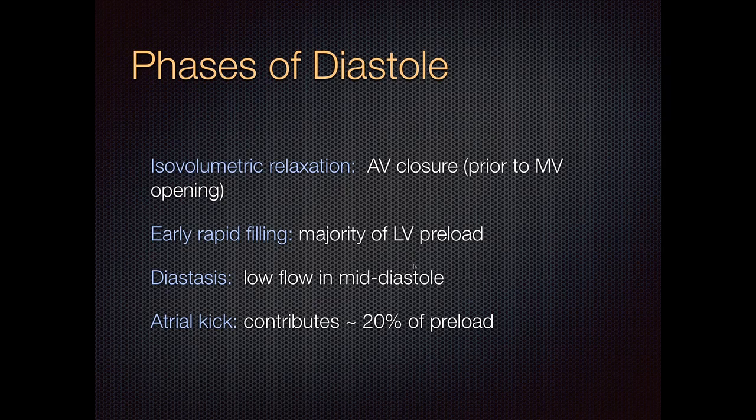Isovolumetric relaxation, that's when the aortic valve is still closed and before the mitral valve opens. When the mitral valve finally opens, you get the early rapid diastolic filling. And at that point, the ventricle is going to start enlarging. In fact, a majority of the LV preload fills the ventricle in this phase. Then at some point, the filling slows as the pressure in the left ventricle gets higher with all the blood that's filling it. That's the low flow that occurs during mid-diastole. And finally, atrial kick contributes an extra approximately 20% of the preload.